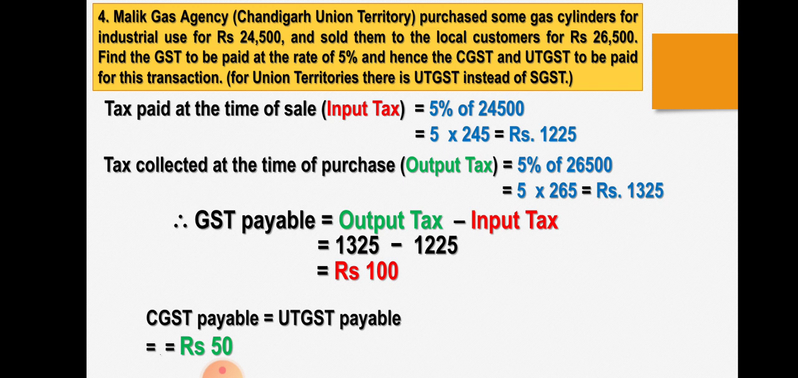So I hope you understood the difference in this question from the previous one. Here we have found out input tax and output tax by applying the 5%, and in the previous one the taxes were already given.